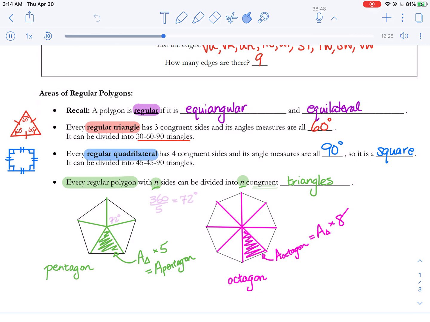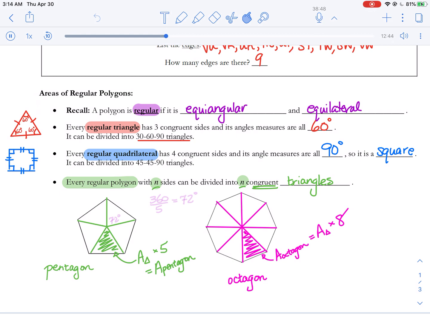There's 8 congruent triangles. Okay, so it's important you realize that because it's regular, that's why you're getting congruent triangles. It's not just 8 random triangles. They're all congruent to each other. So finding areas of those kind of shapes, we'll just find the area of one triangle and multiply by how many there are. Okay, so regular hexagons are special.